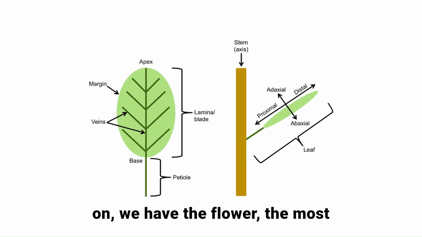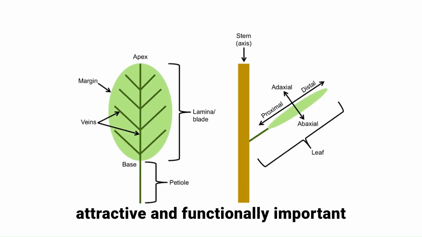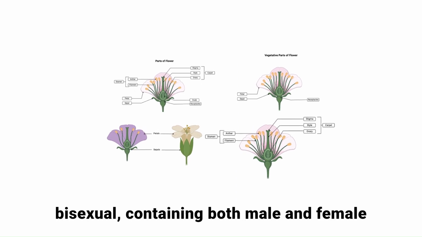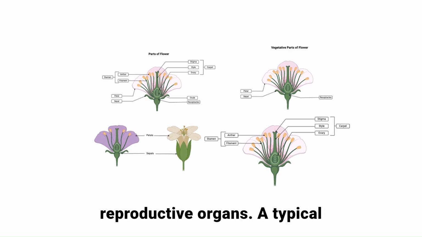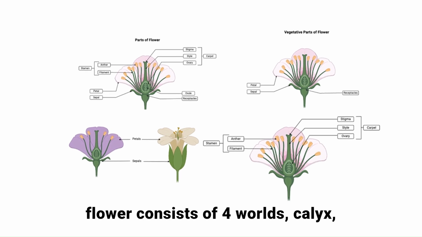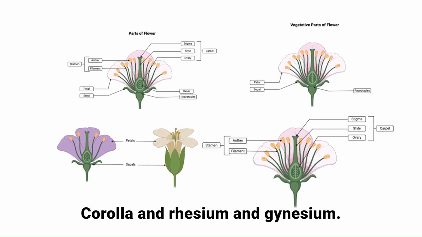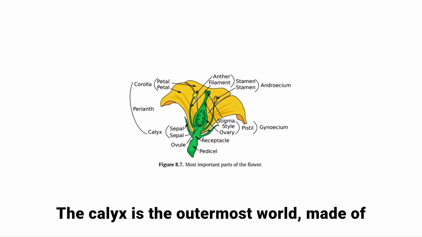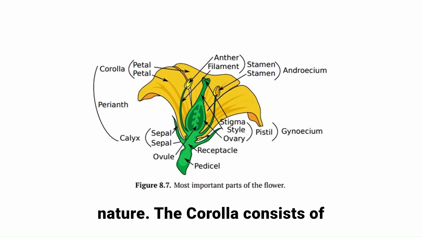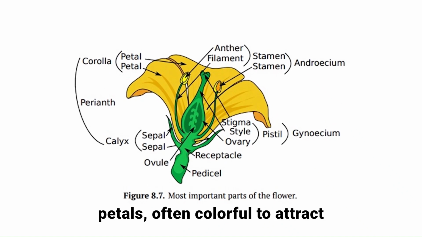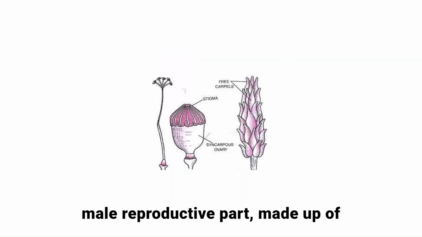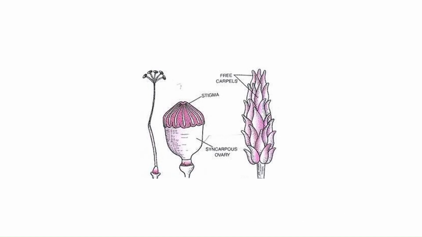Moving on, we have the flower, the most attractive and functionally important part of a flowering plant. It is a reproductive unit and is usually bisexual, containing both male and female reproductive organs. A typical flower consists of four whorls: calyx, corolla, androecium, and gynoecium. The calyx is the outermost whorl made of sepals, usually green and protective in nature. The corolla consists of petals, often colorful to attract pollinators. The androecium is the male reproductive part made up of stamens, each consisting of a filament and an anther which produces pollen.